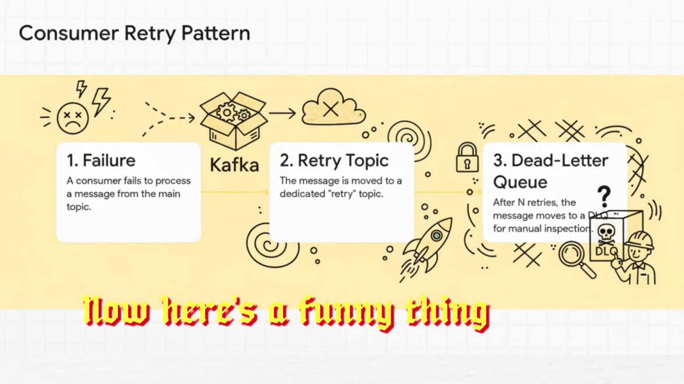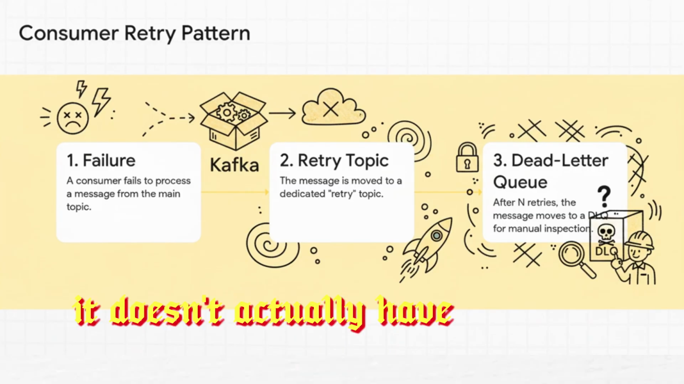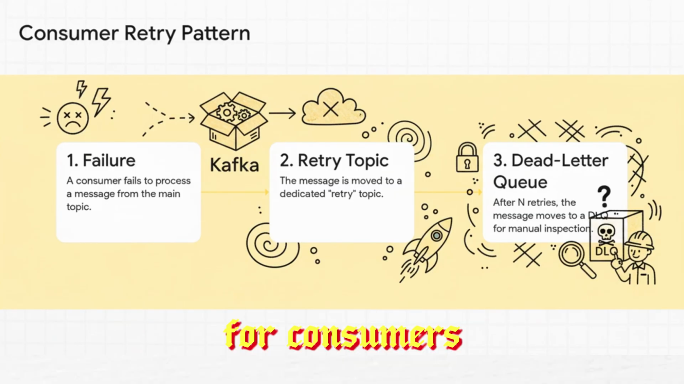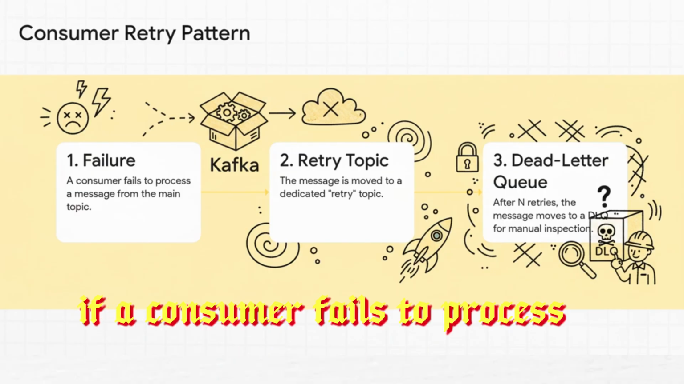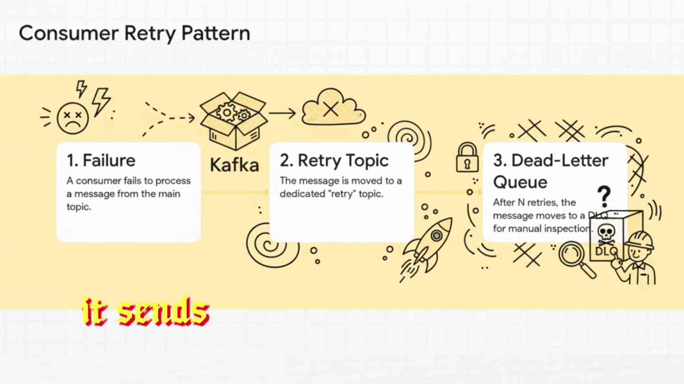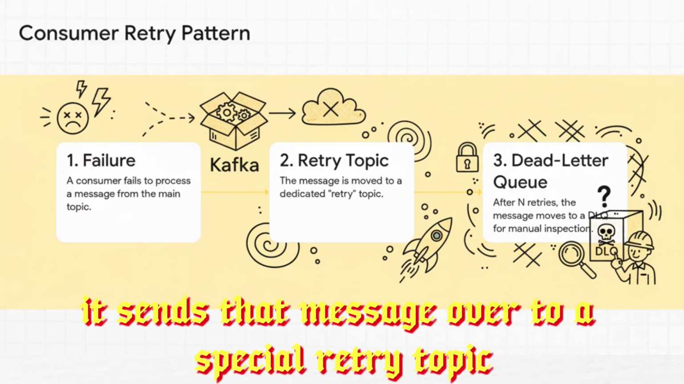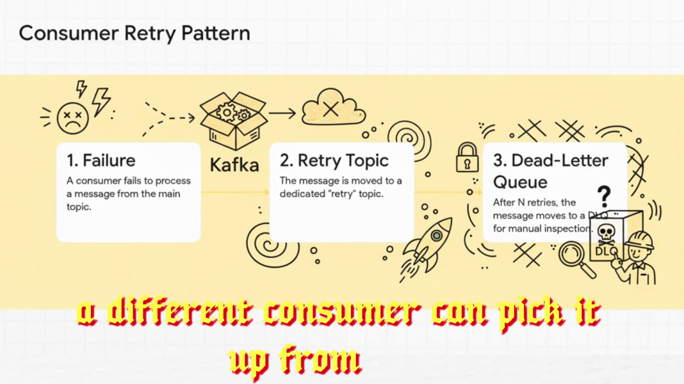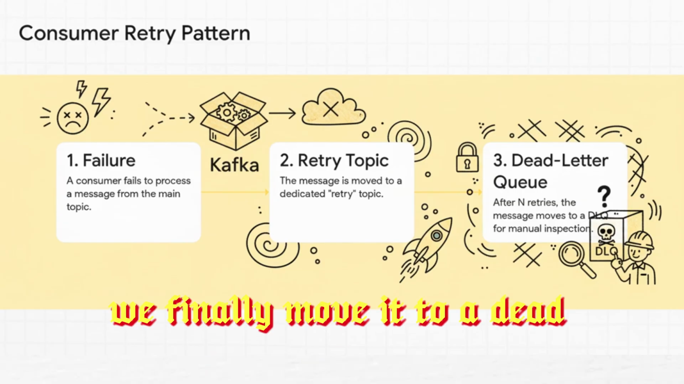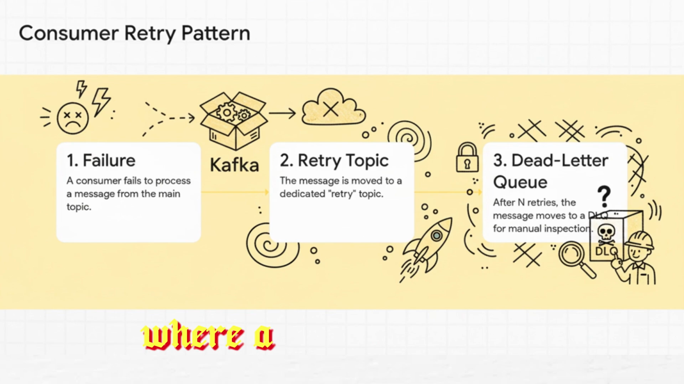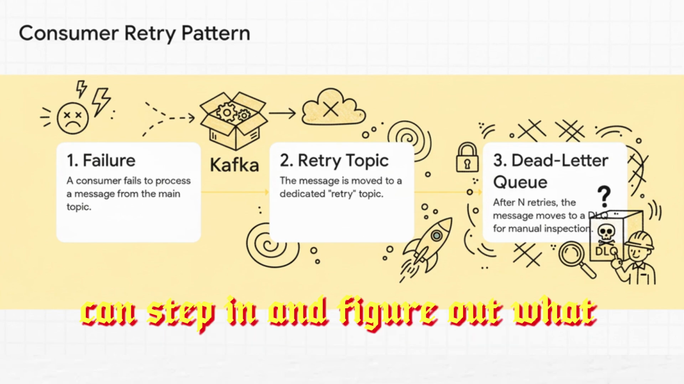Now here's a funny thing about Kafka. It doesn't actually have a built-in retry system for consumers. So the community came up with a standard pattern. If a consumer fails to process a message, it doesn't just die. It sends that message over to a special retry topic. A different consumer can pick it up from there and try again. If it still fails after a few tries, we finally move it to a dead letter queue, or a DLQ, where a human engineer can step in and figure out what went wrong.